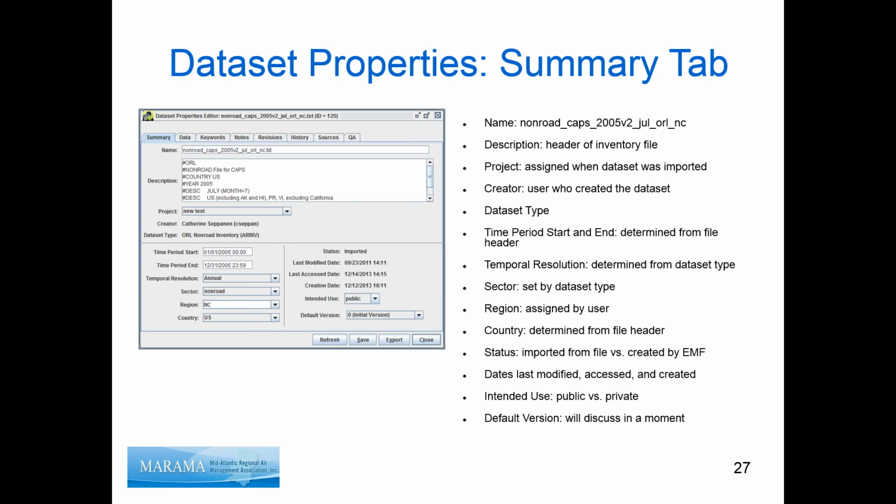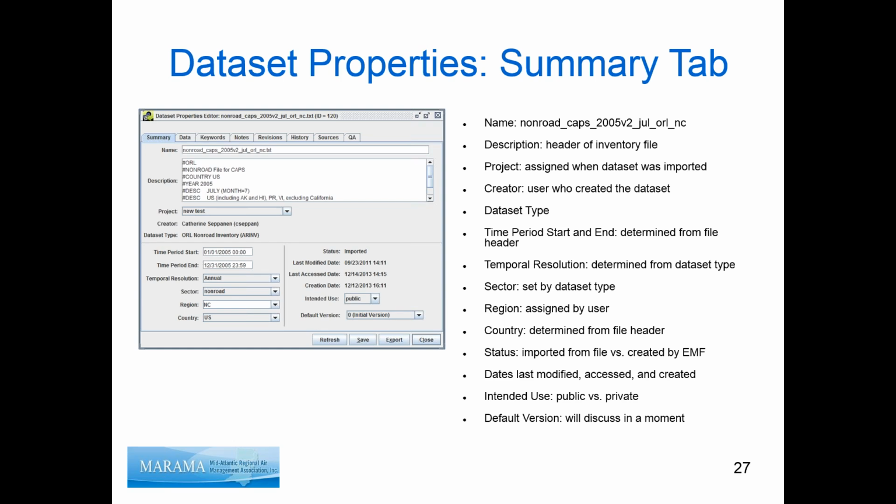We also keep track of the last modified date, which is the last time the data was modified. In this case, that last modified date came from the file modification date when the thing was imported. This file was only imported into the EMF in December. That's what the creation date tells me. So the modification date actually came from the last modified date on the file. The last access date tells you when this file was last exported for a modeling run. We will talk about that when we get to the History tab in just one second.